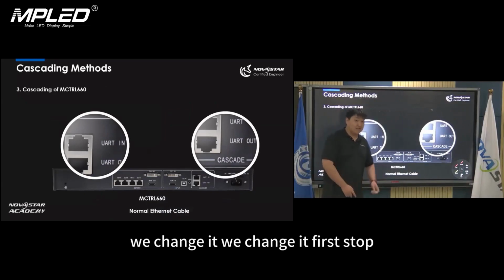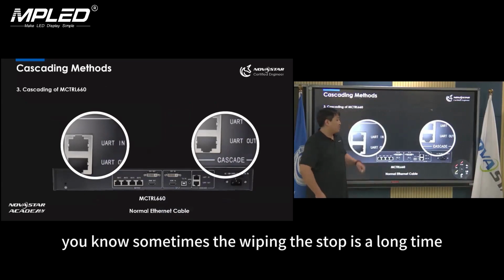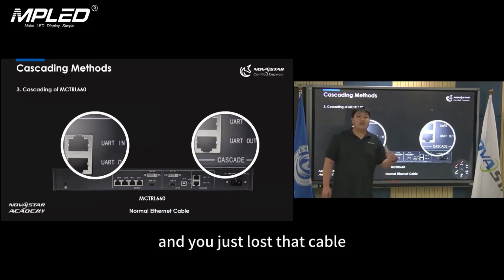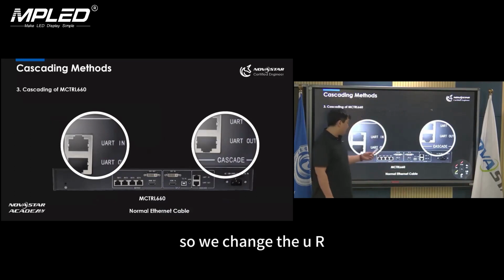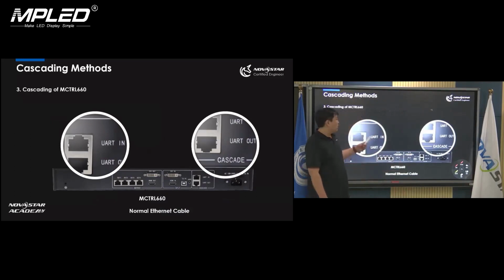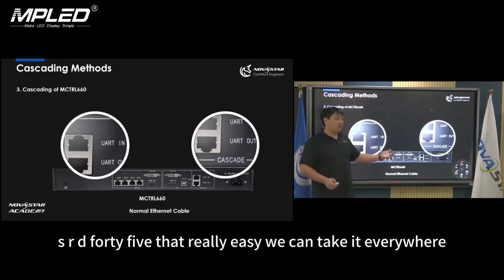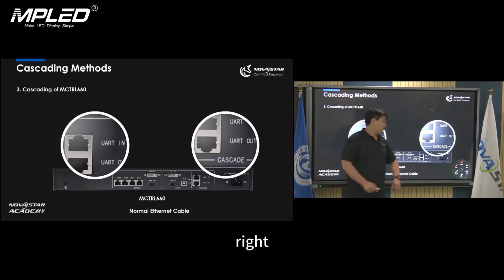And what about the M-Control 660? We changed it because sometimes a device has been in stock for a long time and you lose that cable. So we changed the UART in and UART out to RJ45. That's really easy. We can get it everywhere, right?